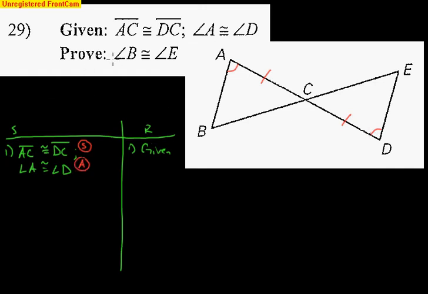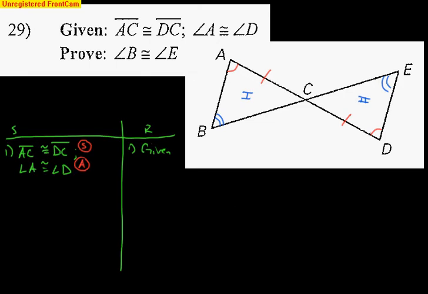So we need to prove that angle B is congruent to angle E. So I'm going to do that in blue. But we don't know that yet. So remember, we probably have to prove two triangles congruent. We probably have to prove that this triangle is congruent to that triangle first, okay? And then we can use that clever CPCTC to say that angle B and angle E are congruent.